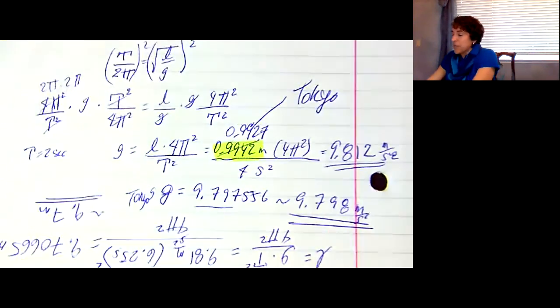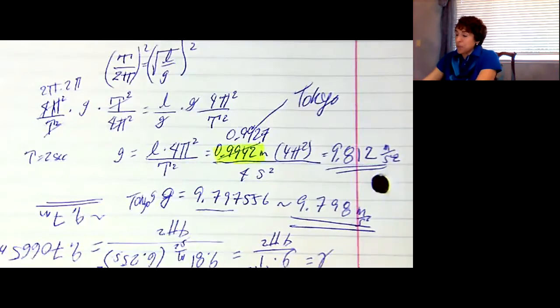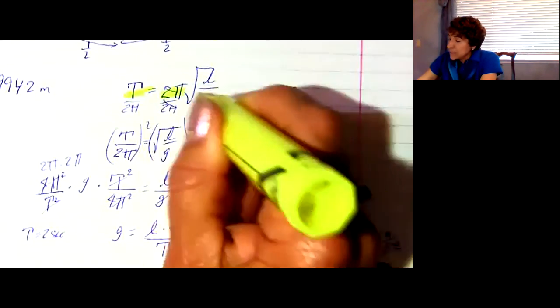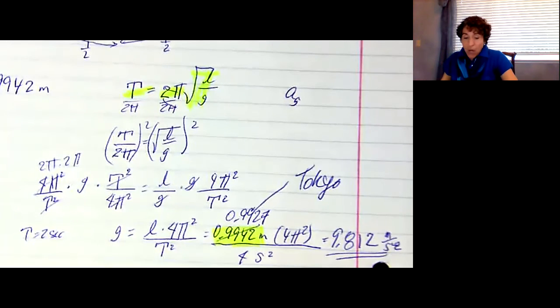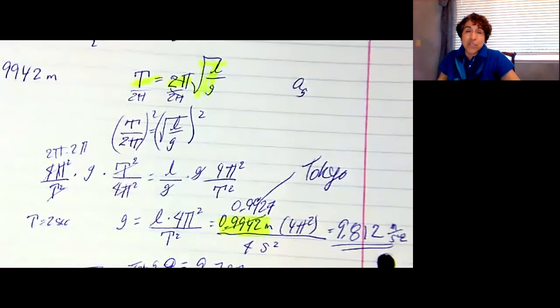This was just working with the same formula, period equals 2 pi times the square root of L over g, except this time we were solving for lowercase g, acceleration due to gravity. Next time I'll be doing the video for practice C. All right, see you next time.